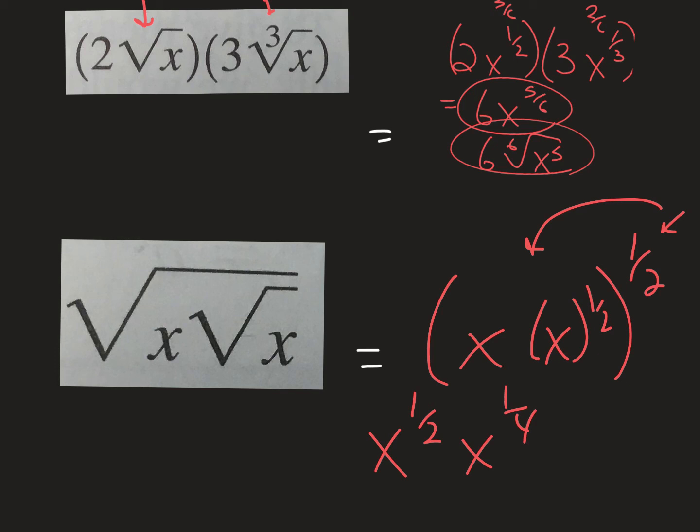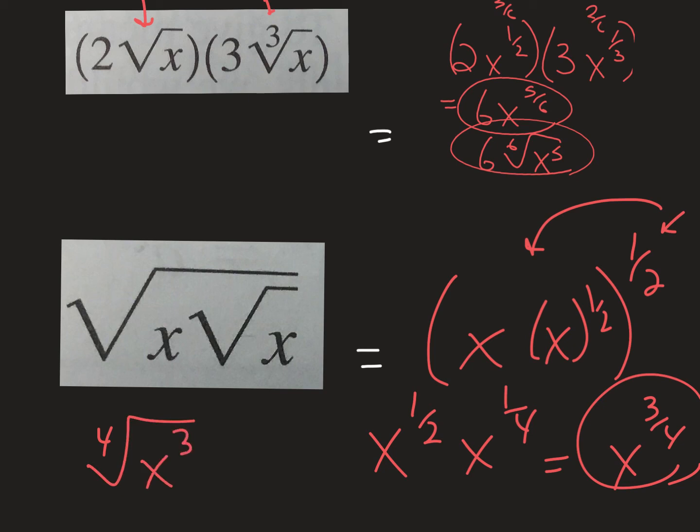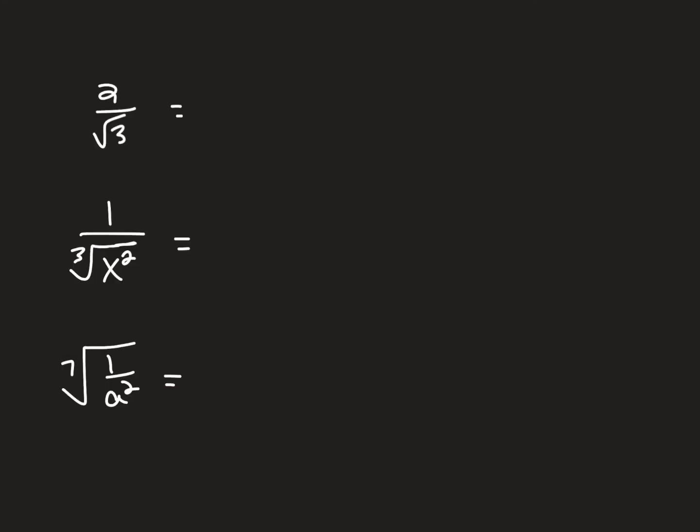And remember, when you multiply the same base, you just add the exponents. So if you add 1/2 and 1/4 together, you get 3/4, and there you have it. Or you could also write it this way, the 4th root of x cubed. Either way you want to go there. One more slide. All right, the last slide is about what's called rationalizing denominators.